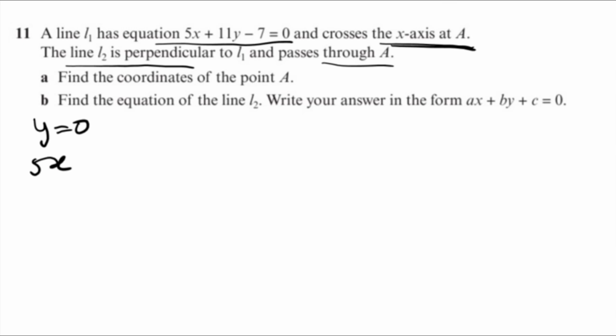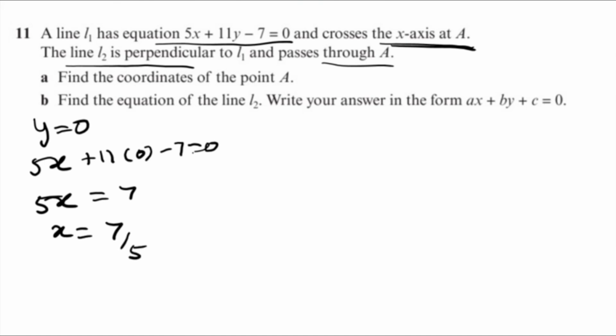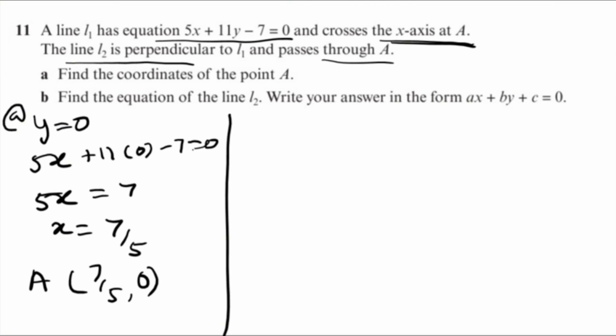So in this equation of line, I am substituting y is equal to 0 and simplifying to find the x coordinate. So 5x is equal to 7 and x is equal to 7 over 5. So the coordinate of point A, which I am getting, is 7 over 5 and 0. Okay, so this part A is done. Now part B, find the equation of line L2.